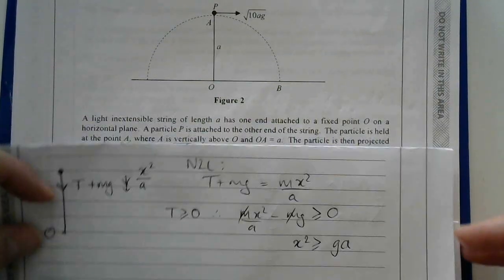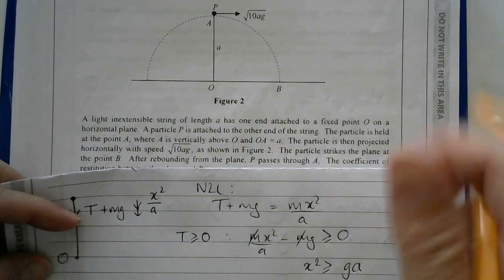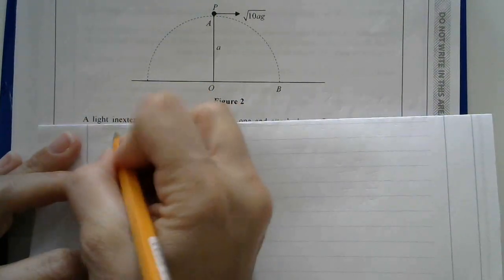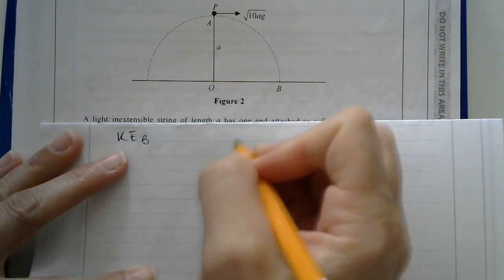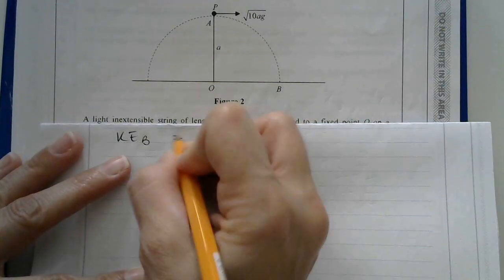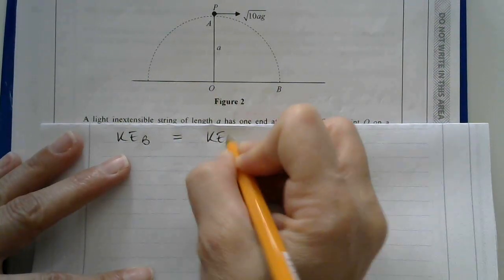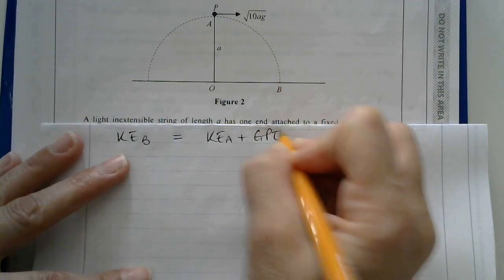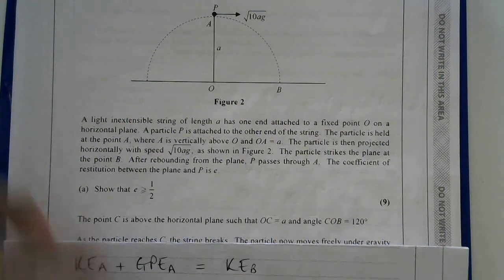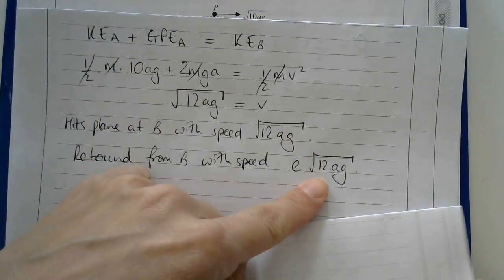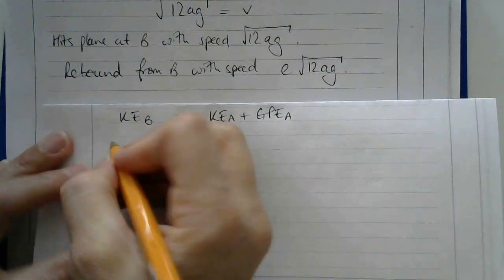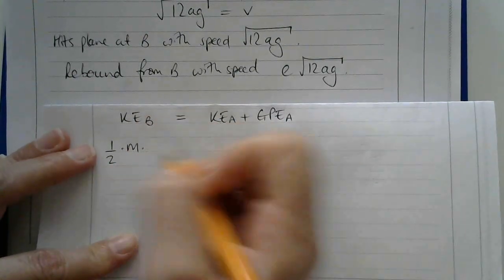So let's have a look at the energy equation then as well. Basically, the kinetic energy as it leaves B will be equal to the kinetic energy that it has when it gets back up to the top plus the gravitational potential energy when it gets back up to the top. So where was I? Right, this was the speed with which it rebounds, so the kinetic energy will be half times the mass times this squared.